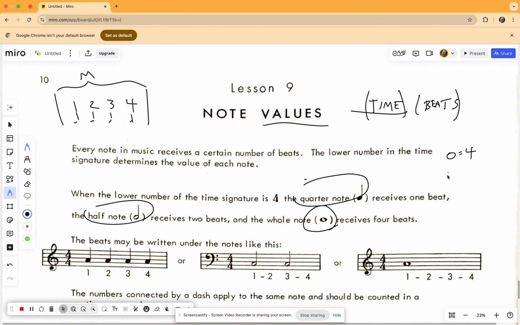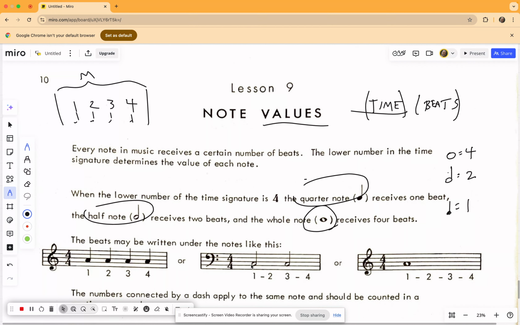A half note receives 2. Unshaded oval with a stem. And a quarter note, a shaded oval with a stem, receives 1 beat. We're talking about beats right there, right? So the beats can be written under the notes like this. Quarter note gets 1. This quarter note is the second quarter note, it gets beat 2. This is the third, it gets beat 3. This is the fourth, it gets beat 4.